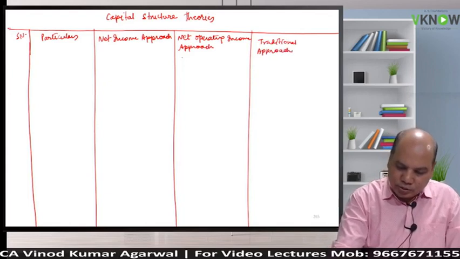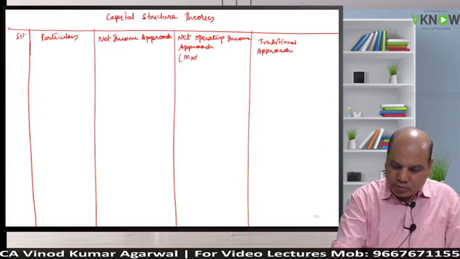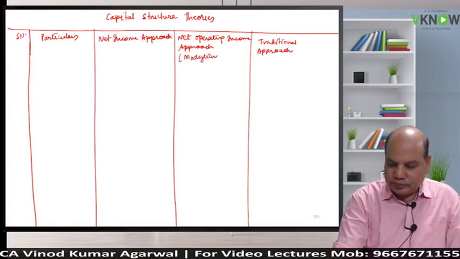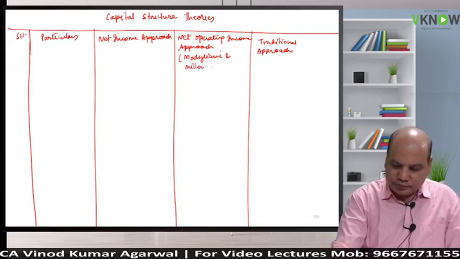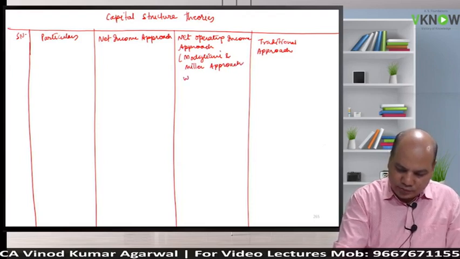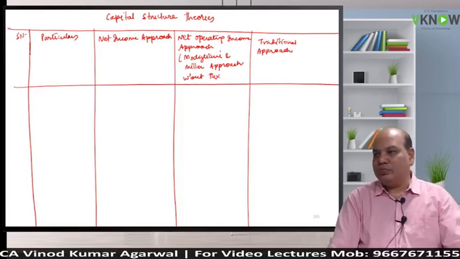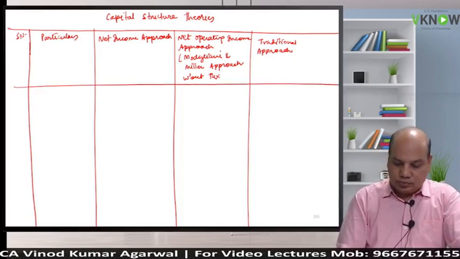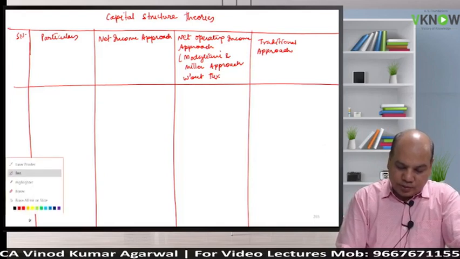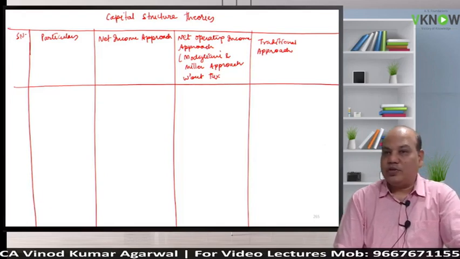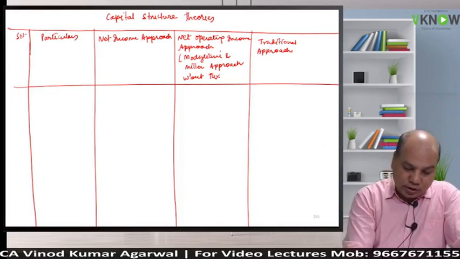Net income approach. Also write down Modigliani and Miller approach, because these two approaches are similar. Modigliani and Miller approach without tax. Draw one full page. If you have a scale, it will be easy for you to understand.